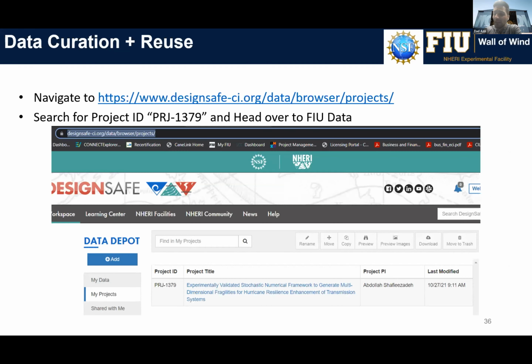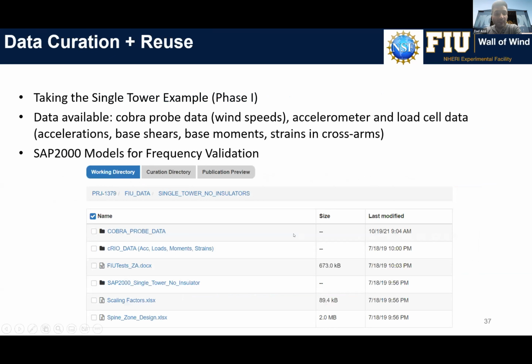Considering data curation, that project is available if you navigate to DesignSafe, Data Depot, Browser, and Projects. If you search for project ID with a code of PRJ-1379, you will see here at the bottom of the page, Experimentally Validated Stochastic Numerical Framework, which is the project title, and the project PI, which is Dr. Abdullah Shafizadeh. And when you enter it, you head over to the FIU data. If you want the experimental phases 1, 2, and 3, you will get this.